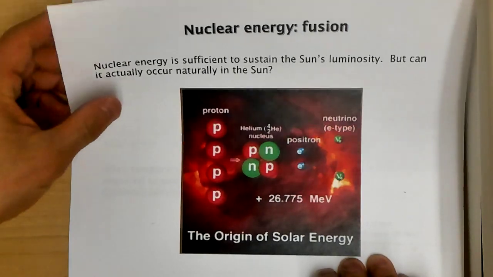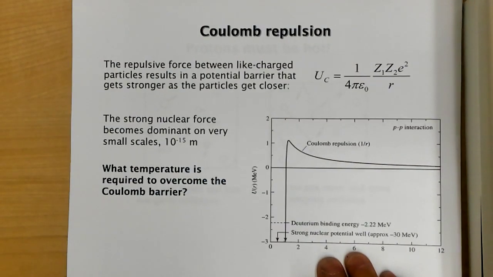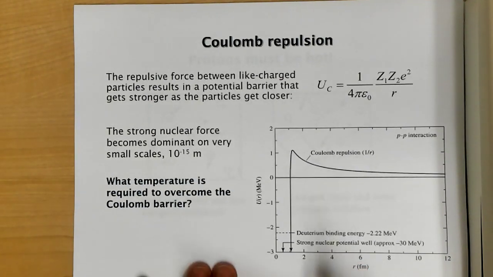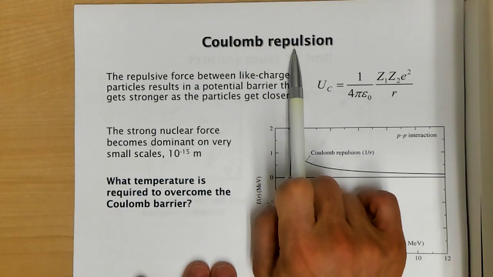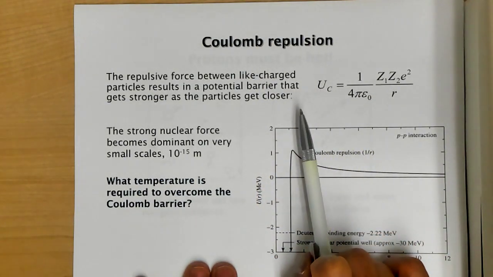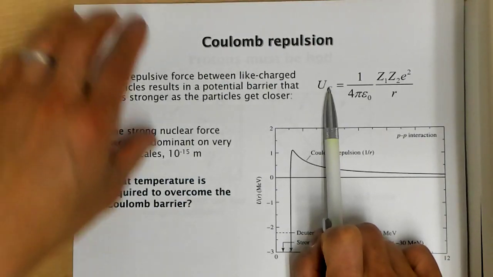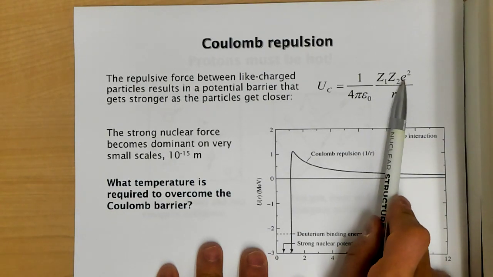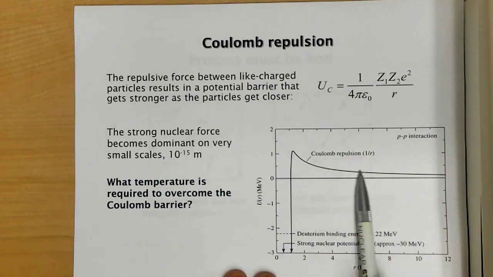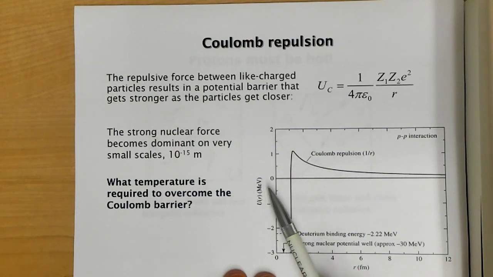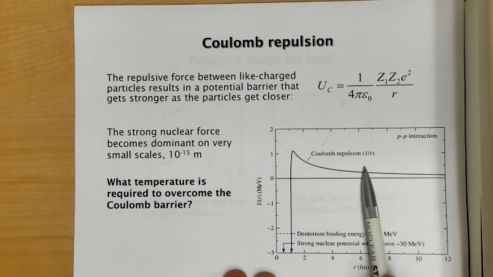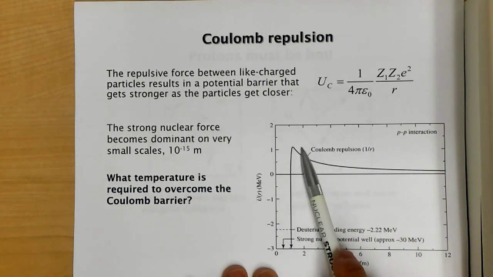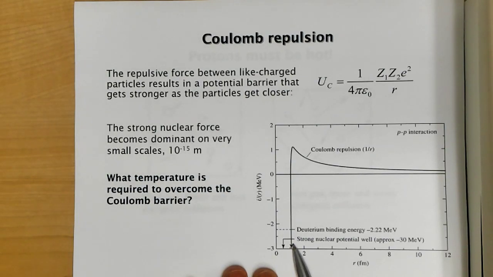But how does this all happen? Let's think about the energies involved. First of all, we have Coulomb repulsion between these protons. The Coulomb potential we know is 1 over 4 pi epsilon naught, Z1 times Z2, the charges, times e squared over r. If I draw the Coulomb curve, out here the nuclear force is essentially 0. But eventually once we get to about 1 femtometer, about 10 to the minus 15 meters, the strong force becomes dominant.